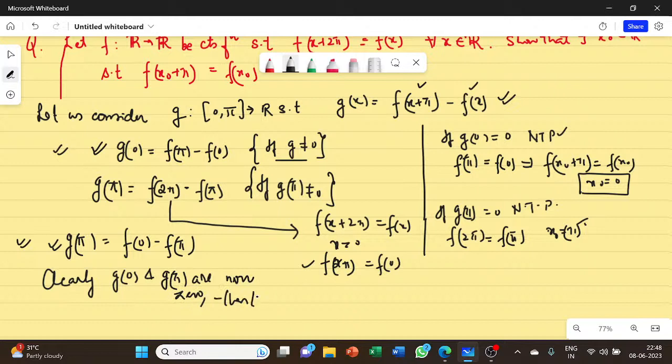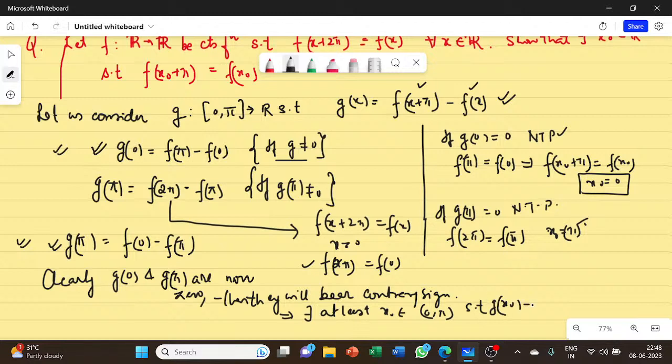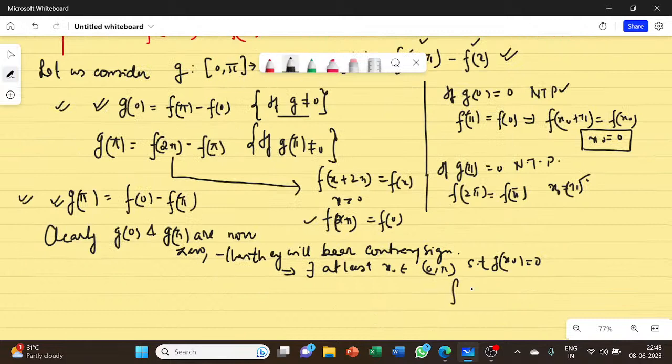then they will bear contrary sign. That is, if g of 0 is positive, then g pi would be negative, and if g0 is negative, then g pi would be positive. You can see f pi minus f0, and it is f0 minus f pi. It implies what? There will always exist at least one x naught belonging to 0 comma pi such that g of x naught would be 0. And if g of x naught is 0, what does it imply? It implies f of x naught plus pi would be equal to f of x naught. I hope it is clear till now.